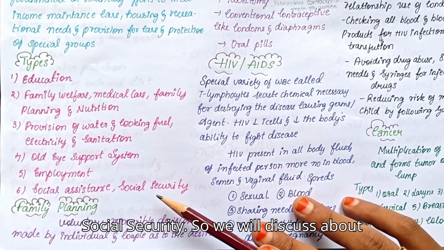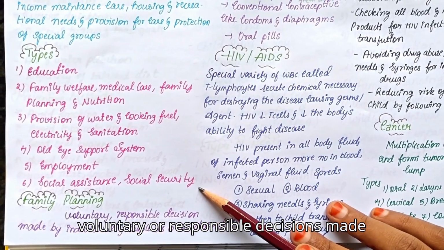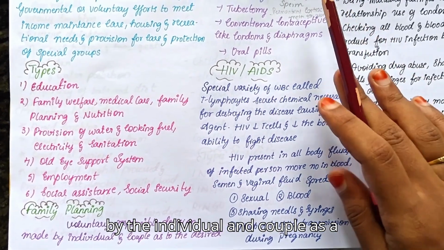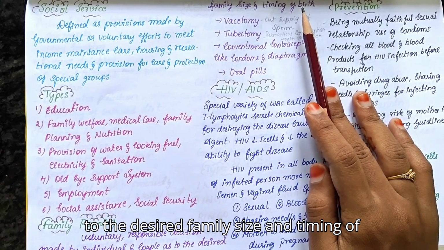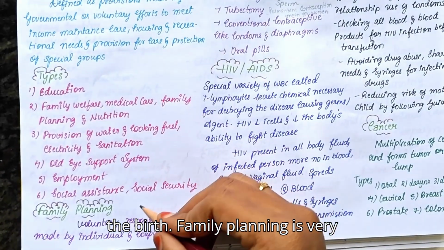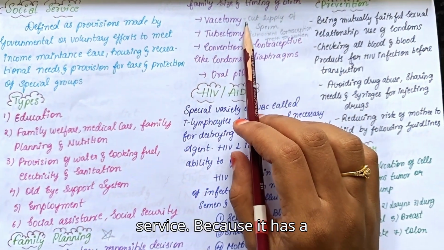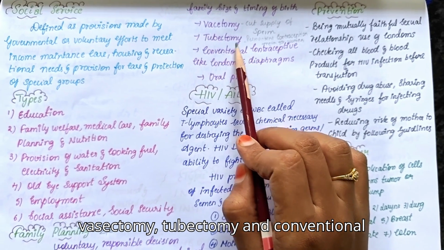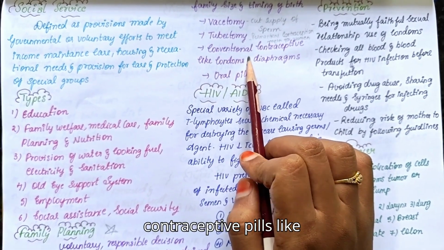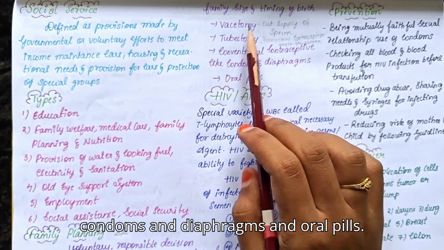So we'll discuss family planning. Family planning is a voluntary or responsible decision made by the individual and couple to decide family size and timing of the birth. Family planning is very important in the social service because it has methods like vasectomy, tubectomy, and conventional contraceptives like condoms, diaphragms and oral pills.